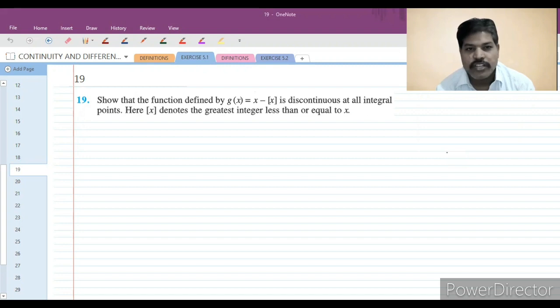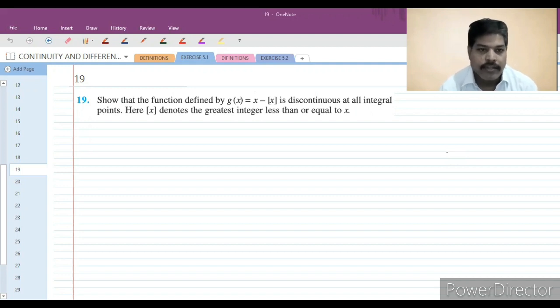See the next question, question number 19. Show that the function defined by g of x equal to x minus [x] is discontinuous at all integral points. Here, [x] denotes the greatest integer less than or equal to x. So they are asking to show that the function is discontinuous at all integral points.